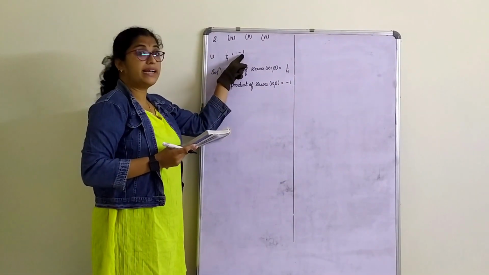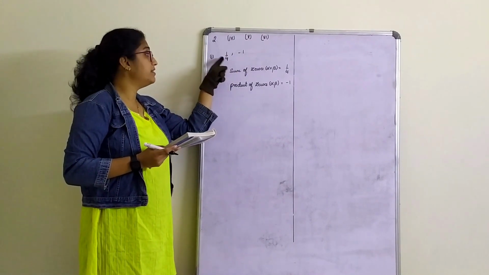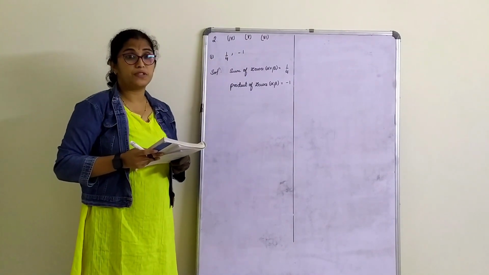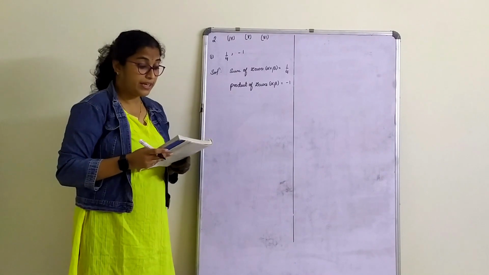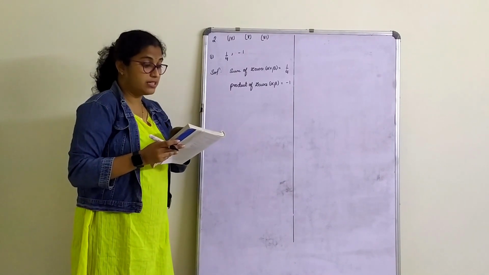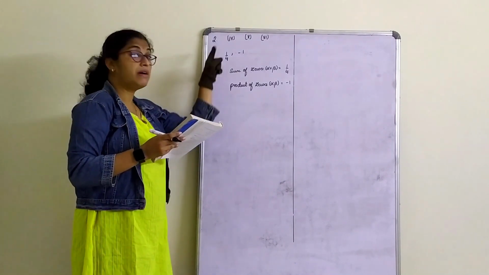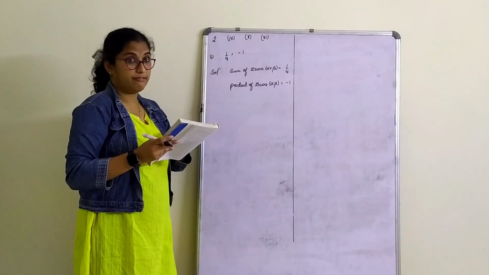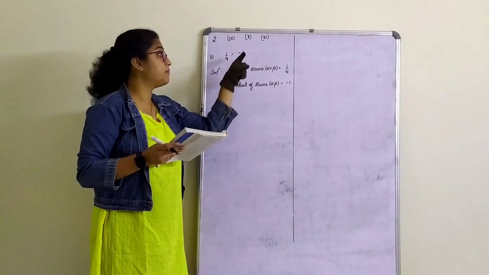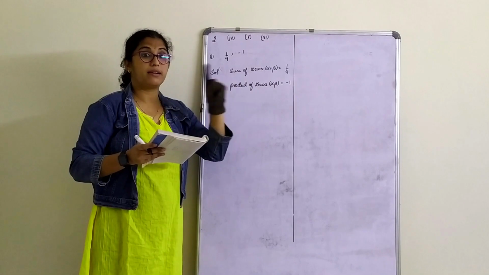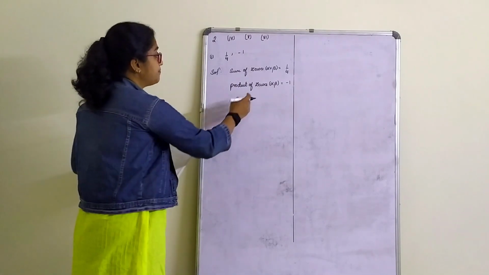Now, can I take minus 1 as sum of zeros and 1 by 4 as product of zeros? Can I do that? No. Why? The question says they have given sum and product respectively, right? That means the first one is the sum and the second one should be the product. You have to make a note of it.